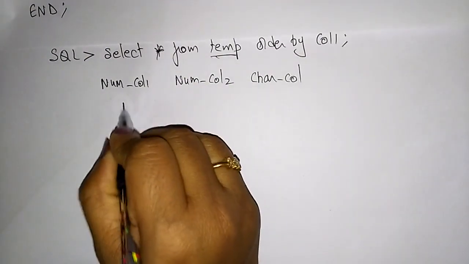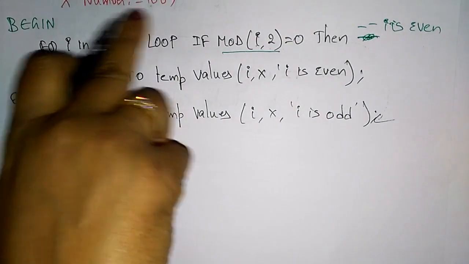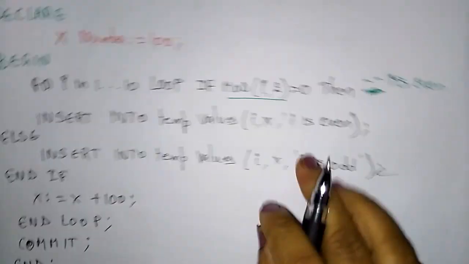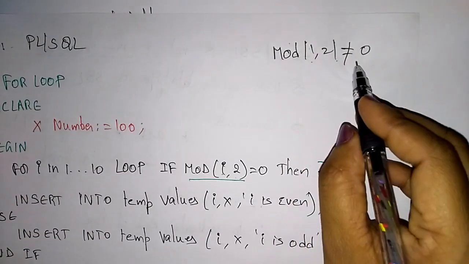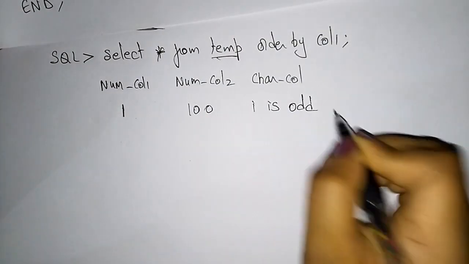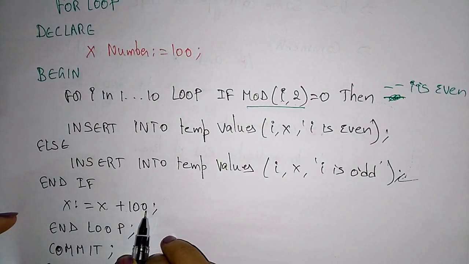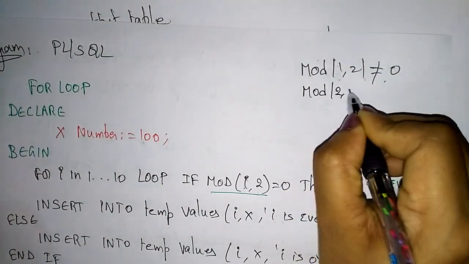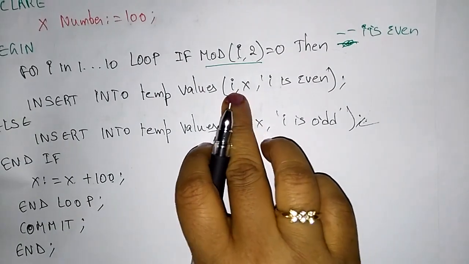So it prints the first column I as 1 and the next column x as 100. Starting, x is initialized to 100, and it prints the character 'I is odd' because the controller jumps to the else part; MOD(1, 2) is not equal to 0. So I is odd. Now x becomes 100 plus 100, 200. Now I is 2. MOD(2, 2) is equal to 0. Yes, you get the remainder as 0. Now it prints I as 2.